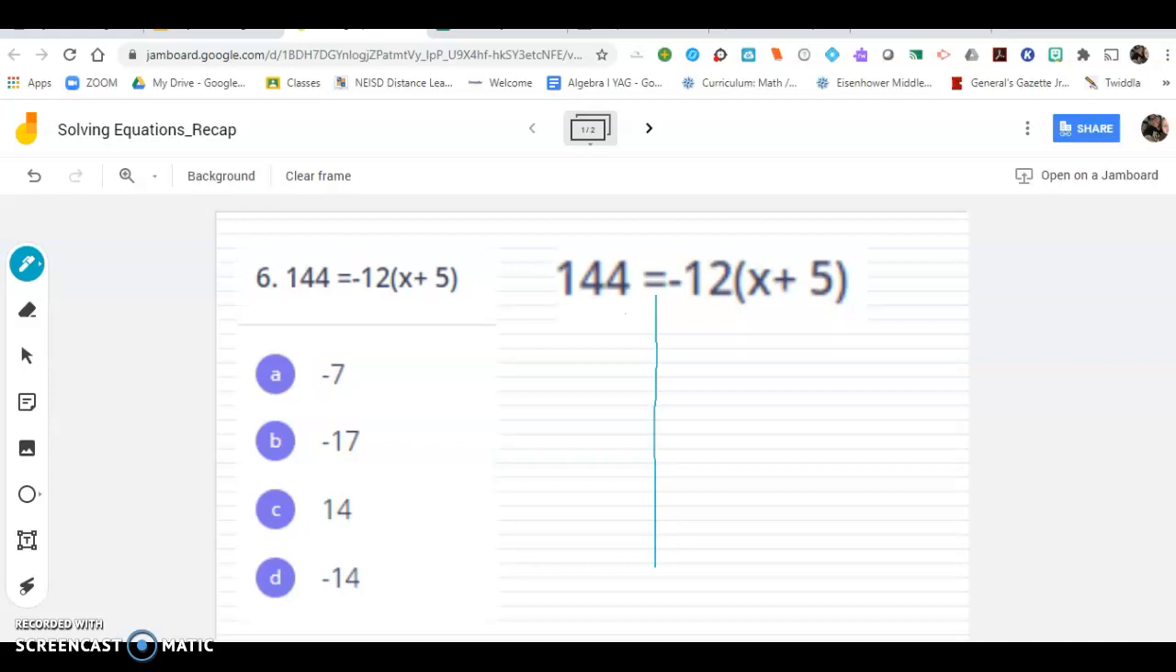Since we haven't learned distributive property yet, I'm going to take this and divide by this negative 12 that is being multiplied. So negative 12 is being multiplied, and the opposite of multiply is division. I drew my fraction line. I'm going to divide by a negative 12. Remember, what I do on one side, I have to do on the other side. So I'm taking my 144 and dividing it by a negative 12 also. Negative 12 divided by negative 12 is 1. So if I do 1 times x plus 5, I am left with just my x plus 5.